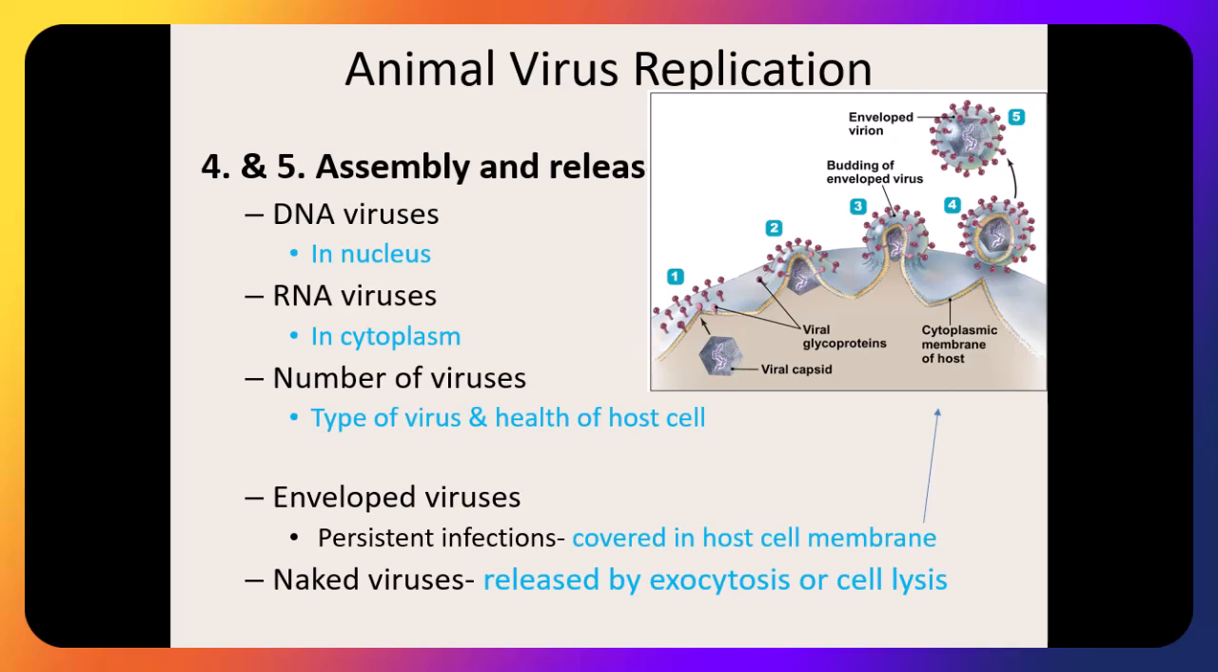How many viruses get made per cell usually depends on the type of virus as well as how healthy the host cell is. Some of the cells in our body don't live forever. They've got a timeline. And if you've got a cell in your body that's only going to survive for another week or two, it's not the healthiest cell. It's probably not going to be a really big virus-producing factory.